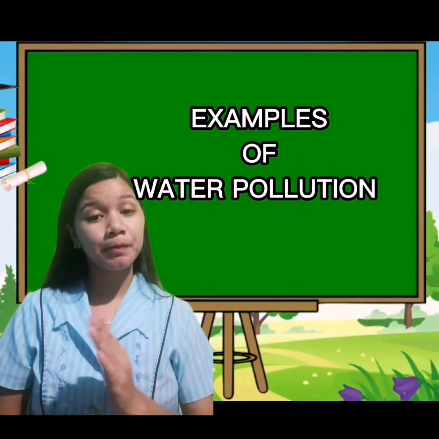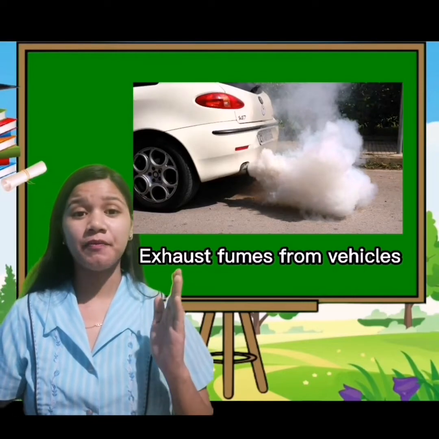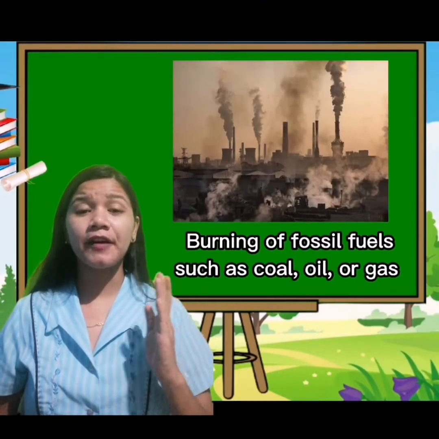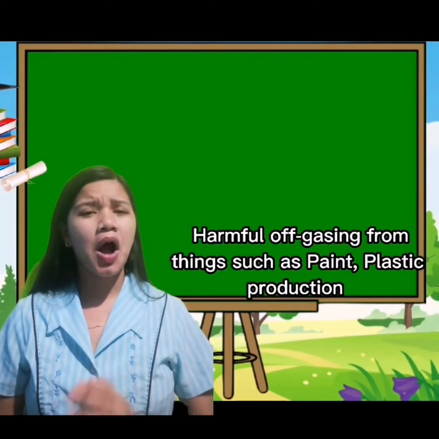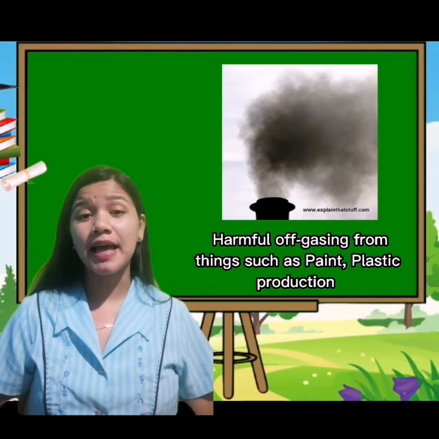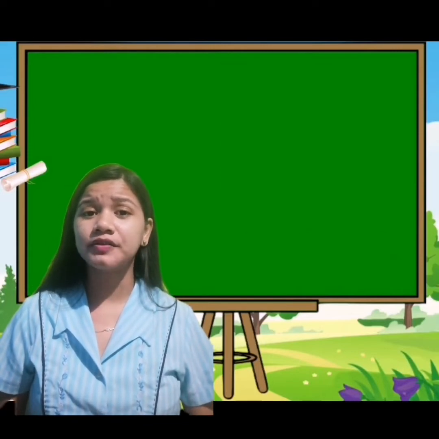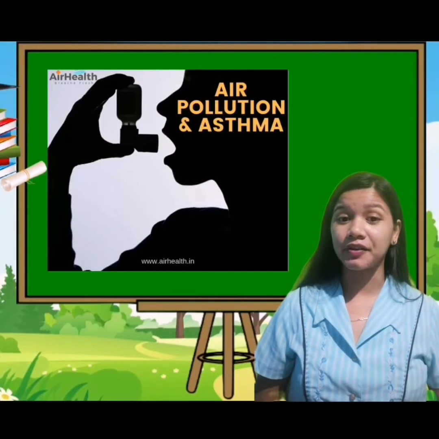Examples of air pollution are the following: exhaust fumes from vehicles, burning fossil fuels such as coal, oil, or gas, harmful off-gassing from things such as paint, plastic production, and so on, radiation spills, or nuclear accidents. Air pollution is also linked to asthma, allergies, and other respiratory illnesses.